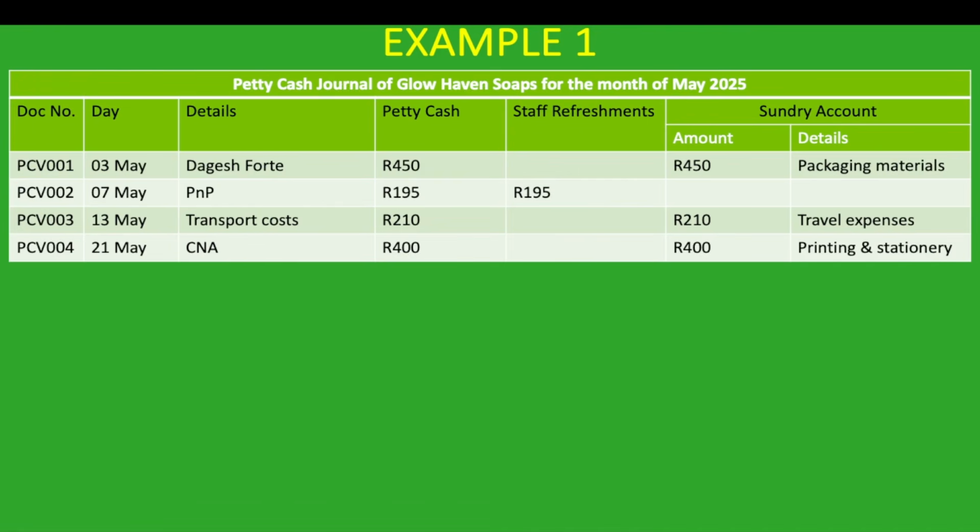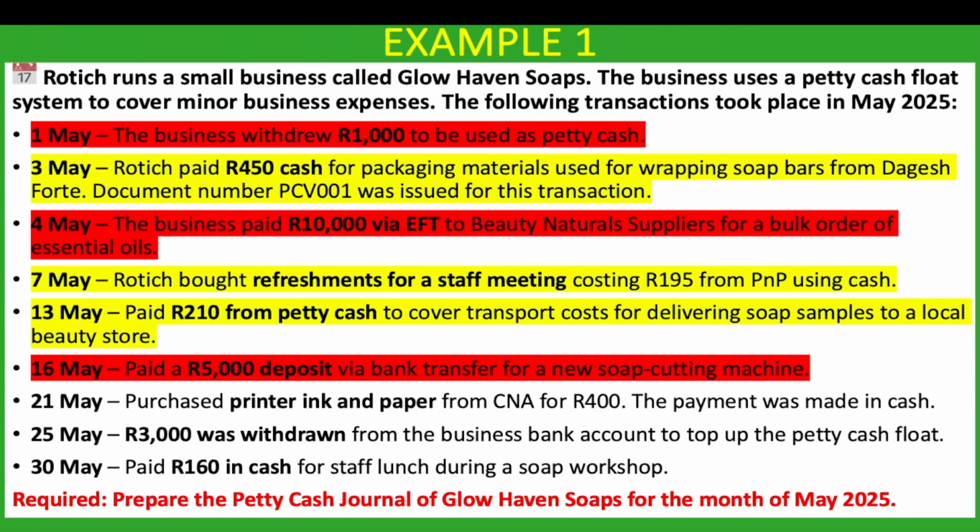What's the name of the account? Printing and stationery. And that's how you go about doing that one. You can see the name of the account is what is always under details in sundry account, since we don't have a column for it. So let's go back, highlight that one as we've just completed it.